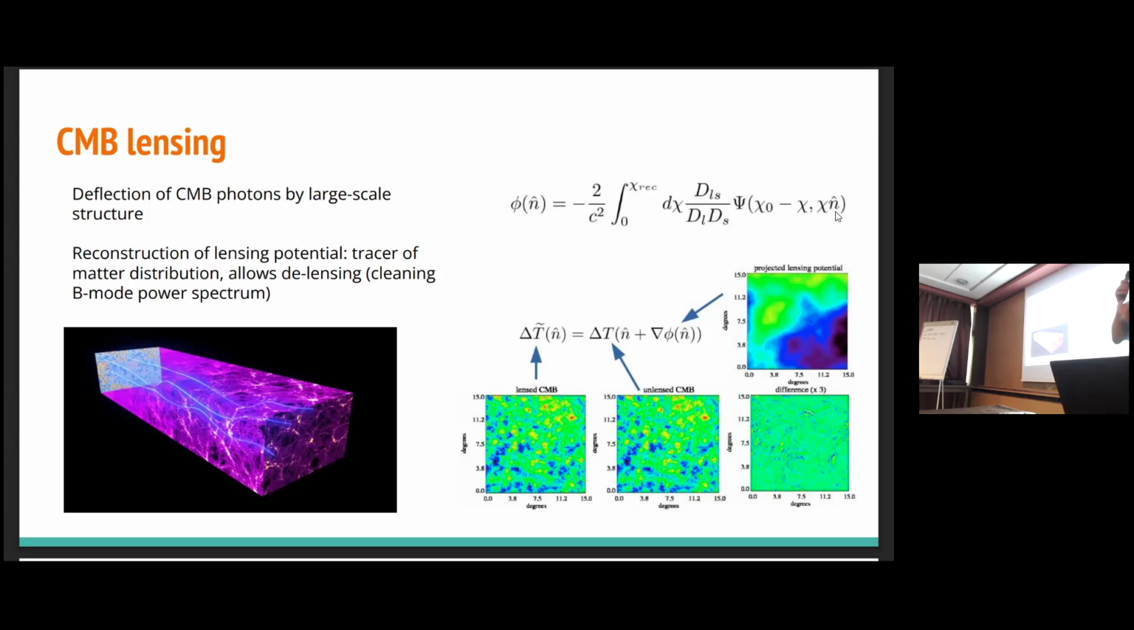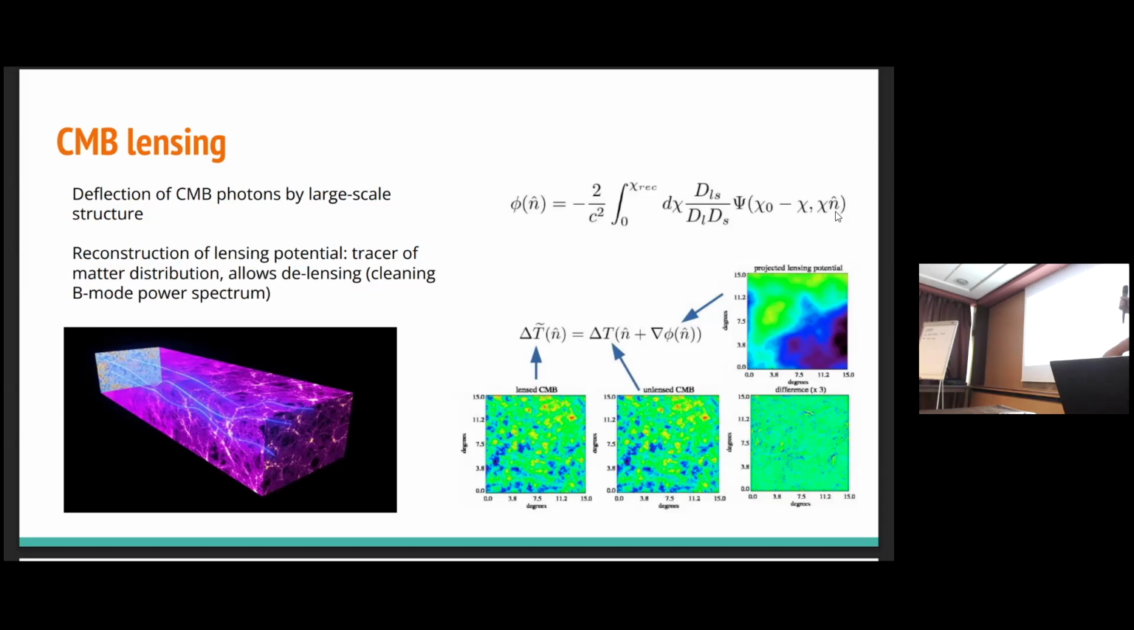First of all, because on one hand, it is a tracer of matter distribution. We can study cross correlations of CMB and galaxy catalogs in this way. It's also important because it allows delensing. We can use algorithms to remove the lensing effect from the CMB, and so we can clean the CMB maps and have better constraints on the cosmological parameters, especially for the B mode power spectrum, which is highly affected by lensing effects.